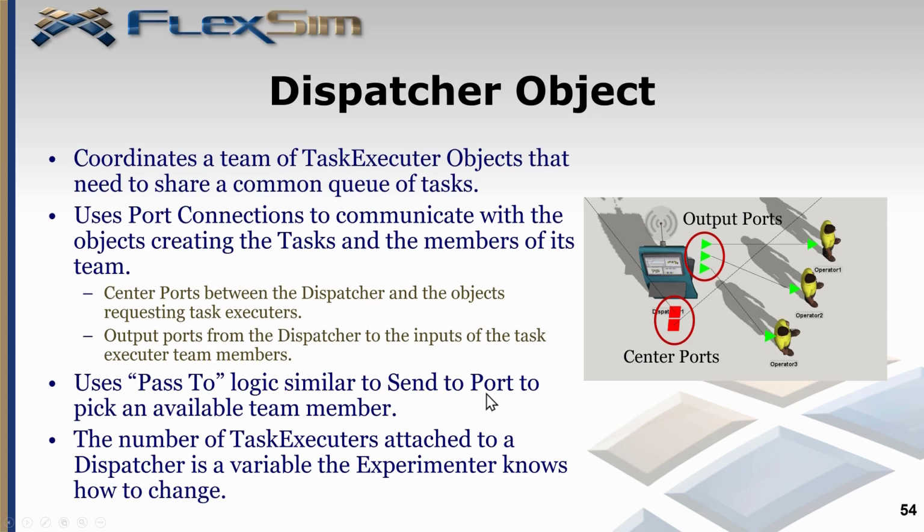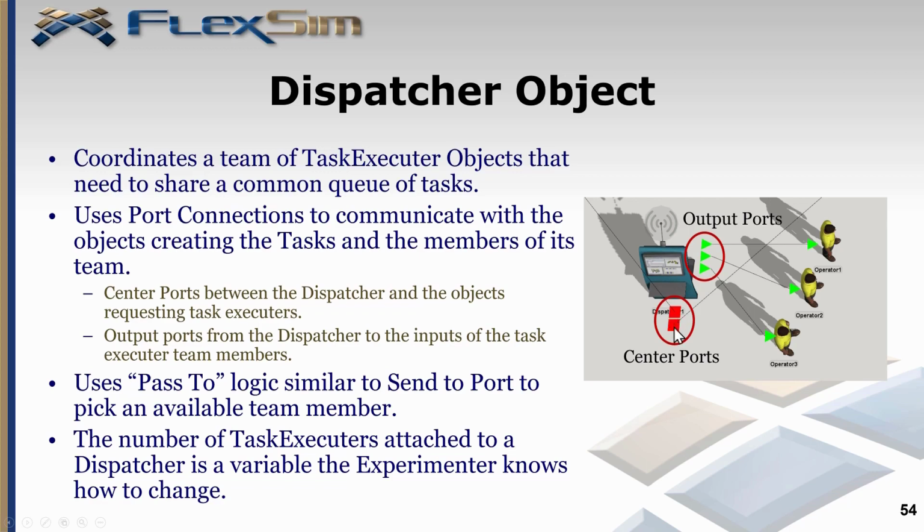Okay, the dispatcher object. It coordinates a team of task executor objects, like operators, that need to share a common queue of tasks. So it receives the tasks, queues them up, and dispatches them out to different members of the group based on different criteria. It uses port connections to communicate with the objects, creating the task and the members of its team. As shown in this image here, this is the dispatcher, and it has 3 output port connections to each of 3 separate operators. So the dispatcher dispatches the tasks out through its output ports.